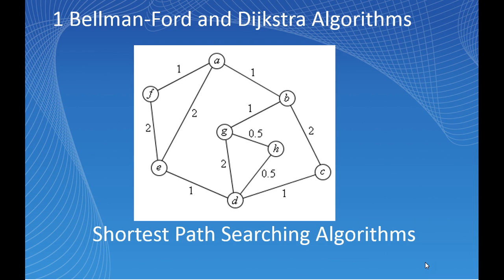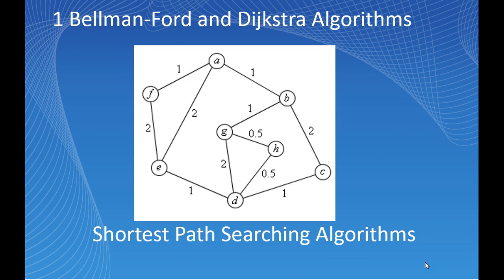Okay, so Bellman-Ford algorithm is a method to find the shortest path from one source node to all other nodes. It can be used in weighted graphs. However, Dijkstra algorithm is a method to find the shortest path from a single source to all other nodes. If our graph has non-negative edges, it will form a shortest path tree. So from this we can know that one is from a source node to other nodes, and the other is the single source to other nodes.